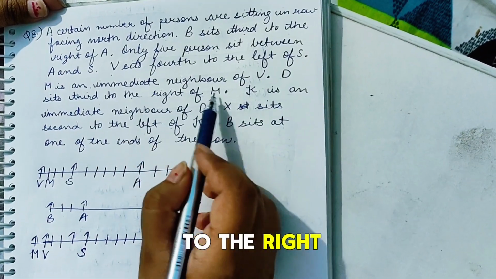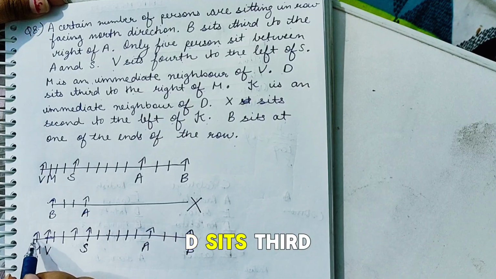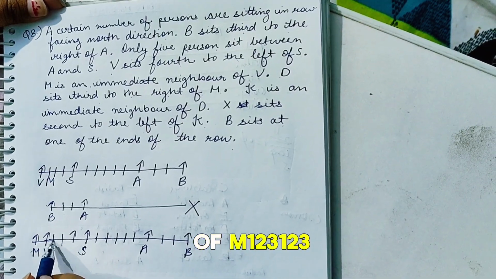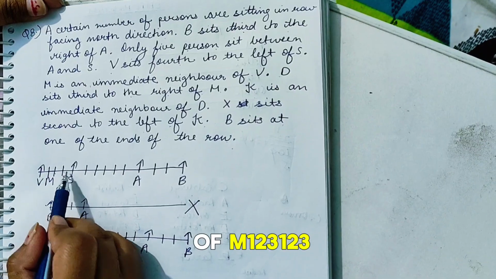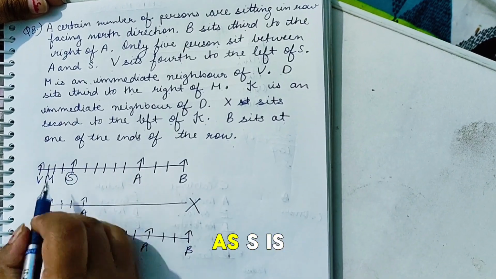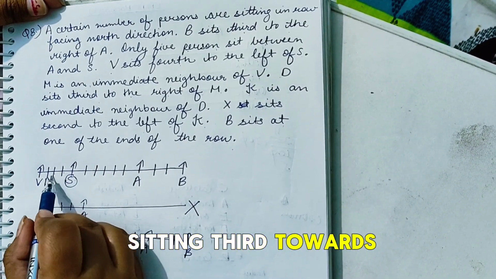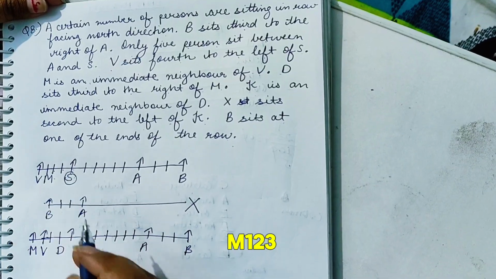D sits third to the right of M. 1, 2, 3. This one is wrong as S is sitting third towards the right of M. 1, 2, 3.